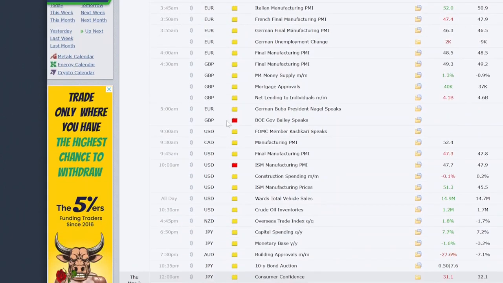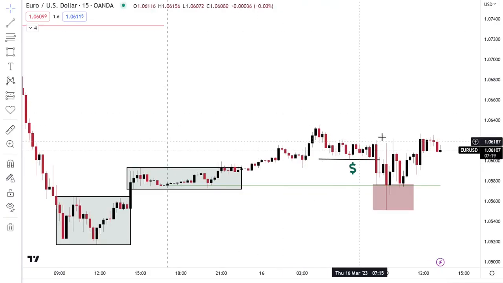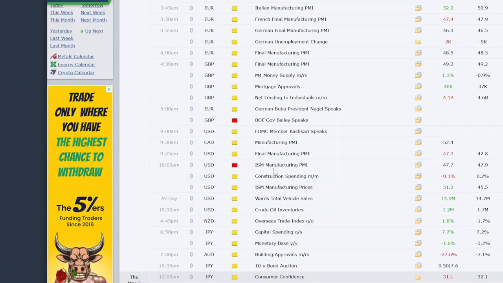So we have two red folders on the 1st of March. We have a 5 a.m. GBP news and we have a 10 a.m. USD news. So what we're going to do is go to Euro USD. Why Euro USD? Because it crosses with the USD pair that we know there's going to be news at 10 a.m.